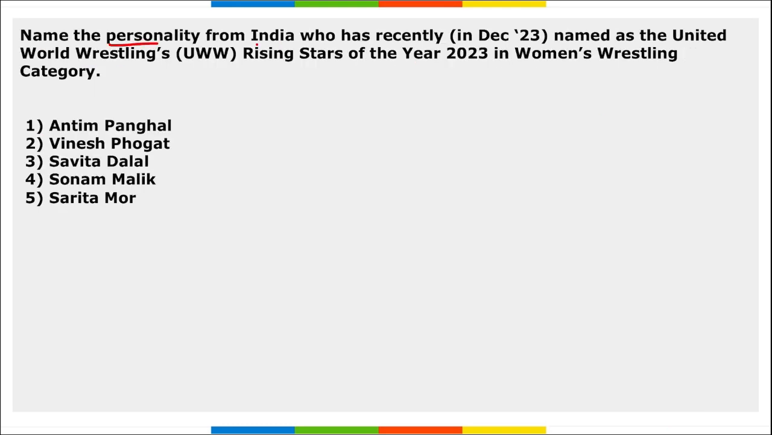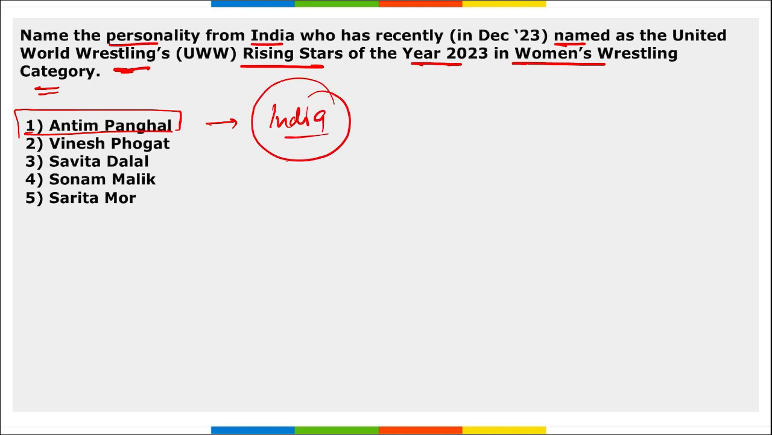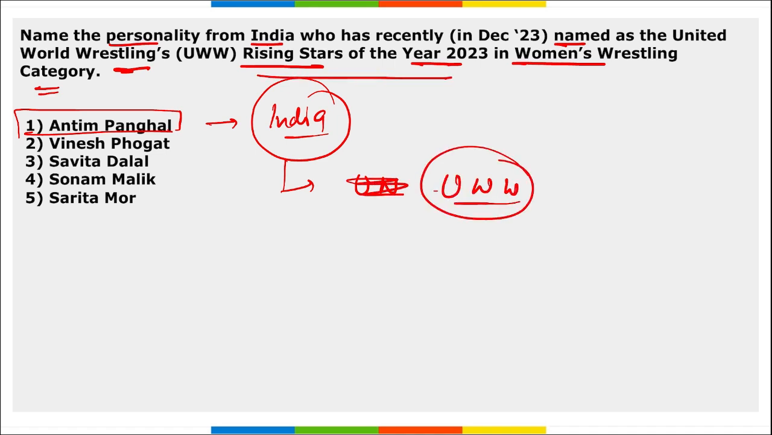Next, name the personality from India who has recently been named as the United World Wrestling Rising Star of the Year 2023 in Women's Wrestling category. And she is Antim Panghal, right? I repeat, Antim Panghal. She is from India and she has been named as the United World Wrestling's Rising Star of the Year 2023. Question will be asked that who has been named as the United World Wrestling's Rising Star of the Year in Women's Wrestling category? Antim Panghal. Correct? Take a note of this.